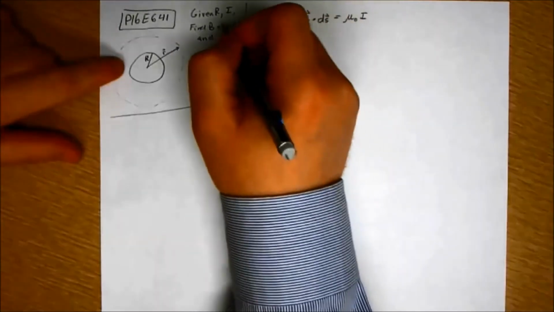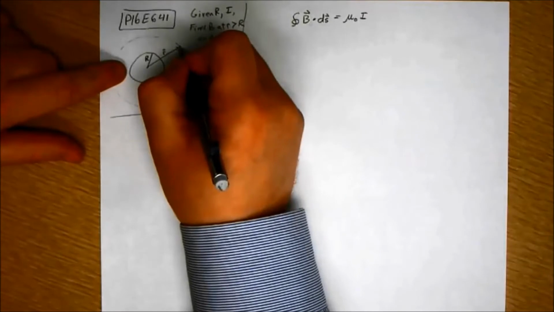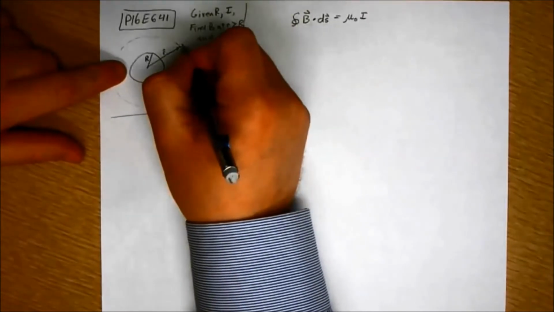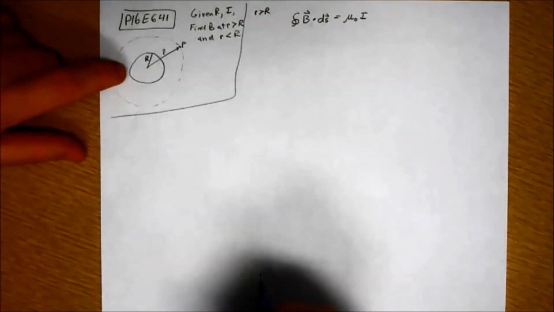So for the first part of the problem, we're given the radius of this wire, we're given the current through the wire, and we want to find the magnetic field at some point. First, let's find some point P where r is greater than the radius of the wire. So you're out here somewhere outside the wire, and you want to find the magnetic field right there.